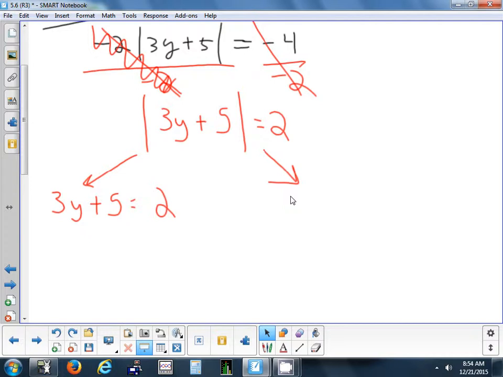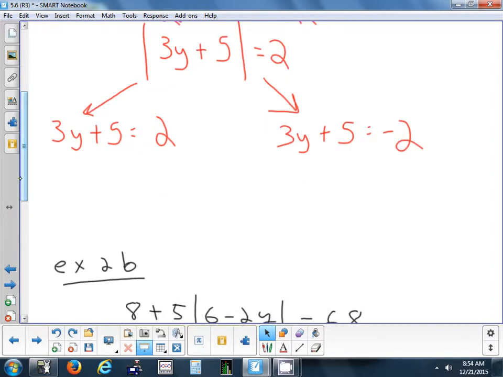I'm writing the same exact thing that's up here. The only thing is, I'm going to write it without the absolute value bars. Now, Alexis, over here, what am I going to get? 3y plus 5. Perfect. 3y plus 5 equals negative 2. So I'm writing one that's exactly the same as what's up here. Then the other one, all I'm doing is making the number after the equal sign negative. That's all I need to do. So that's how I've got it set up now.